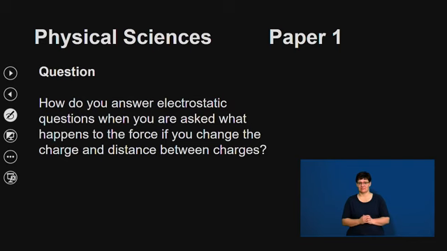As always, we've got a WhatsApp question, so we're going to have a look at that. How do you answer electrostatic questions when you're asked what happens to the force if you change the charge and distance between charges?